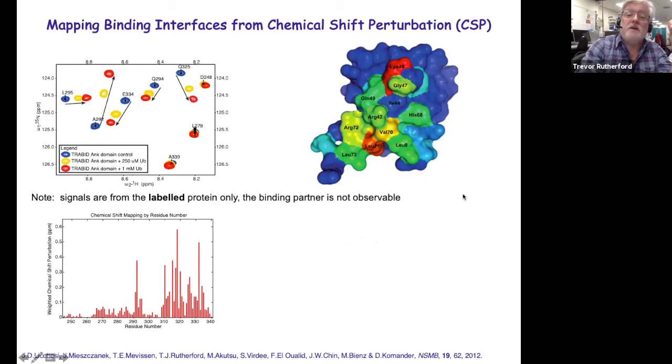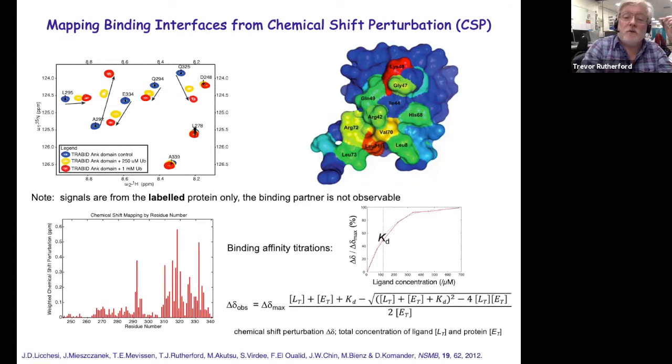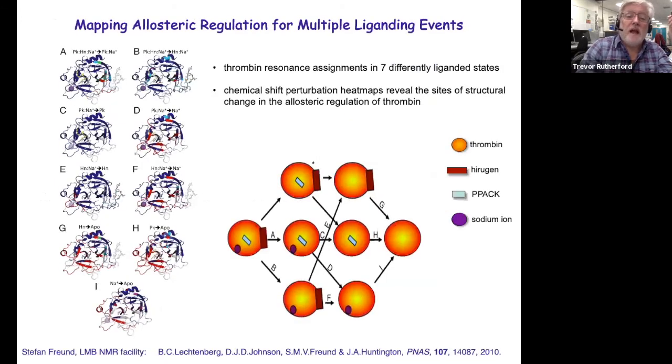We can then map those chemical shift changes onto the surface to get a heat map of where the binding interactions are, binding interfaces are. This is quantitative, and if you do a whole series of titrations and plot the chemical shift change as a function of ligand concentration, you get a definitive value for the dissociation constants and equilibrium constants for that. That was a fairly straightforward, simple example, but we can also look at much more complicated examples. I'm not going to dwell on this too much.